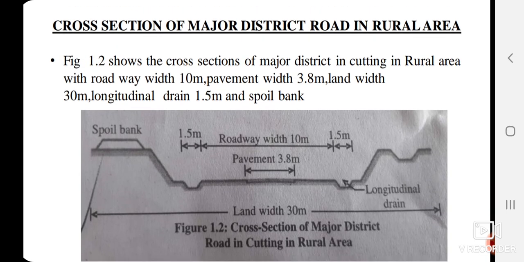The next is showing cross section of major district roads in rural areas. The figure shows cross section of major district roads. Here the roadway width is 10 meter, pavement width is 3.8 meter, land width is 30 meter, and longitudinal drain is 1.5 meter. Sometimes in the KTU exam they will ask to explain, or the figure is very important. Sometimes they can ask for figures. In the previous questions they had asked these questions. So the figure is very important.